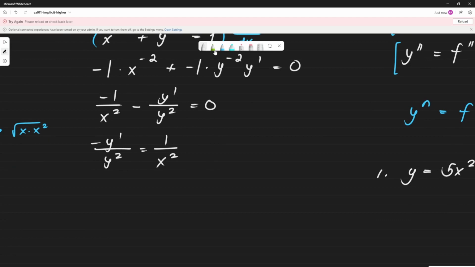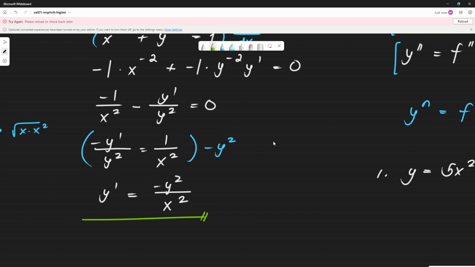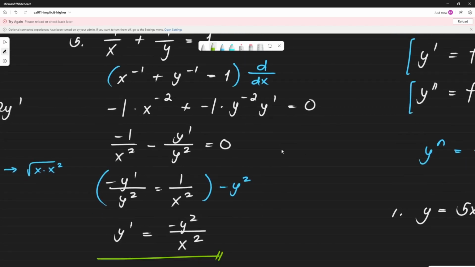Tapos multiply lang natin both sides by negative y squared. So we will have y prime is equal to negative y squared over x squared. This is our answer. Ayan.